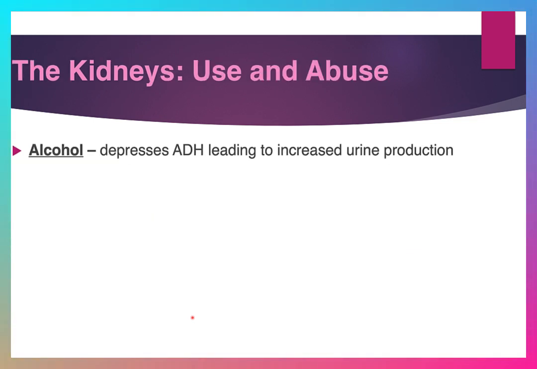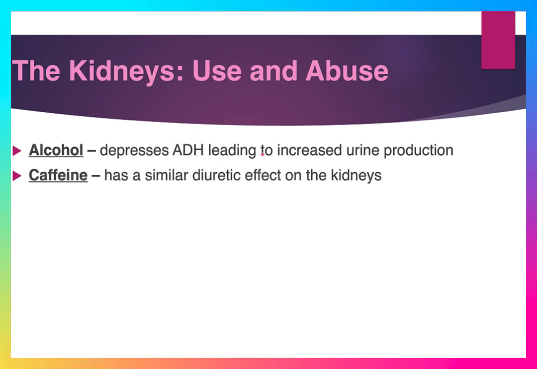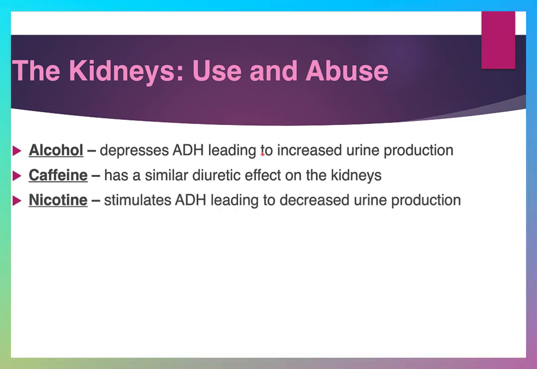We'll finish up with some ways that the kidneys can get damaged, and alcohol is a culprit yet again. Alcohol has many impacts. One of its impacts is to depress ADH. And this is why people who drink alcohol, in addition to the volume of what they're drinking, because of the decrease in ADH, they have an increased diuresis. Caffeine has a similar diuretic effect on the kidneys, and nicotine actually stimulates ADH. Nicotine can come from tobacco, for example, and leads to a decrease in urine production.